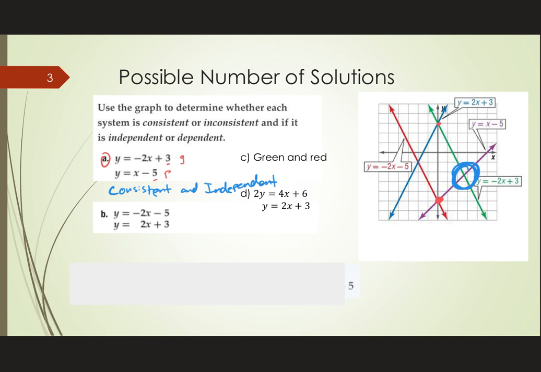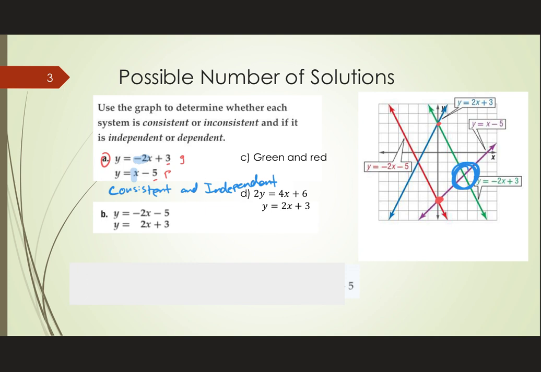Now, with some of these graphs, it's really easy to tell whether or not you at least have a consistent graph. Because remember, if it's inconsistent, that means the lines are parallel. So one thing you can do is look at the slope. The slope in this case was a negative 2. In this case, it was a 1. That isn't the same slope, so there's no way these graphs are parallel. So you know at the very least they're going to be consistent. Independent or dependent, you still have to figure that out. But you know from the slopes, consistent or inconsistent.